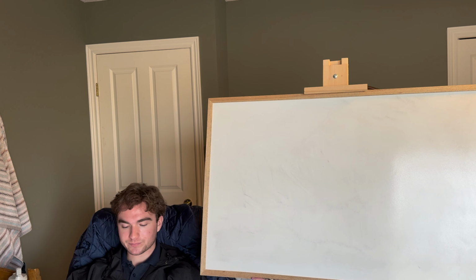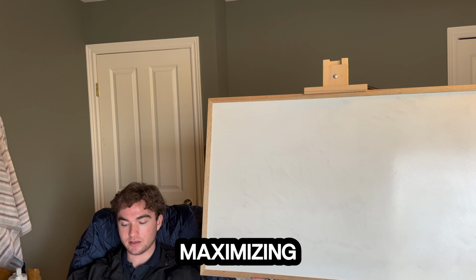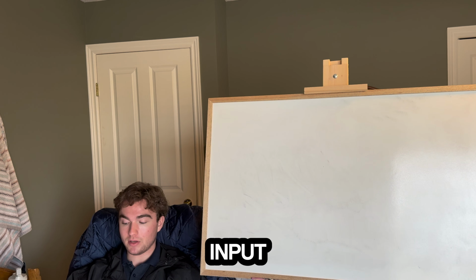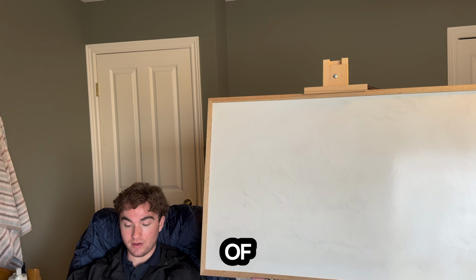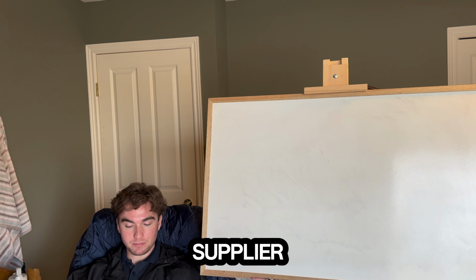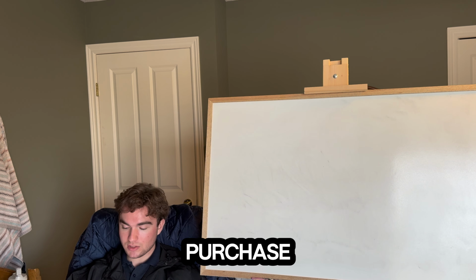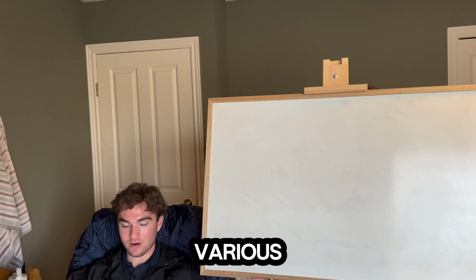Let's get started. Consider a risk-neutral, profit-maximizing firm that produces output Q from input X using the technology Q equals the square root of X. It is possible to obtain X from two sources, either directly from a primary supplier or from a secondary supplier, a retailer, who purchases it from various primary suppliers and has a big warehouse to store supplies.